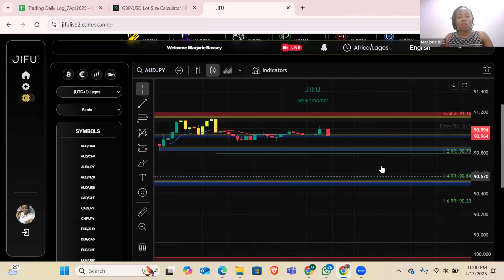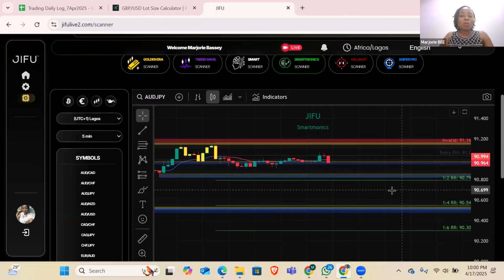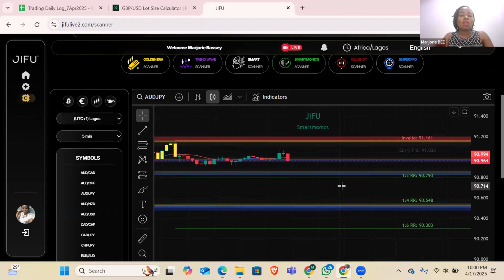First of all, before you even enter a trade, you've already chosen your scanner, Smartmonix. Smartmonix has to call the trade idea for you. What you have here is a trade idea.